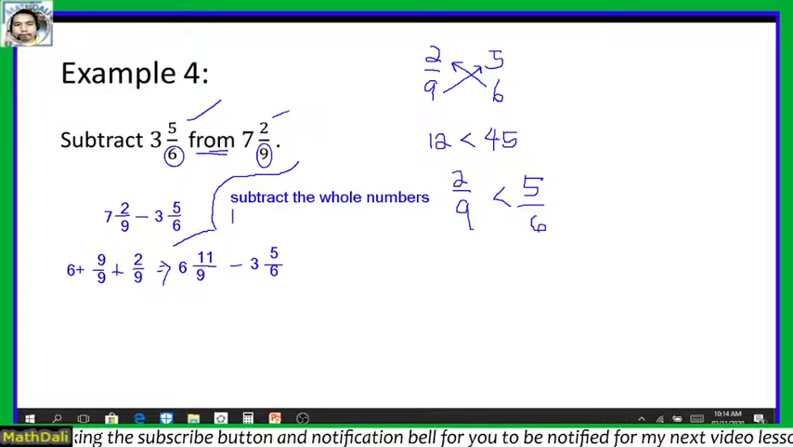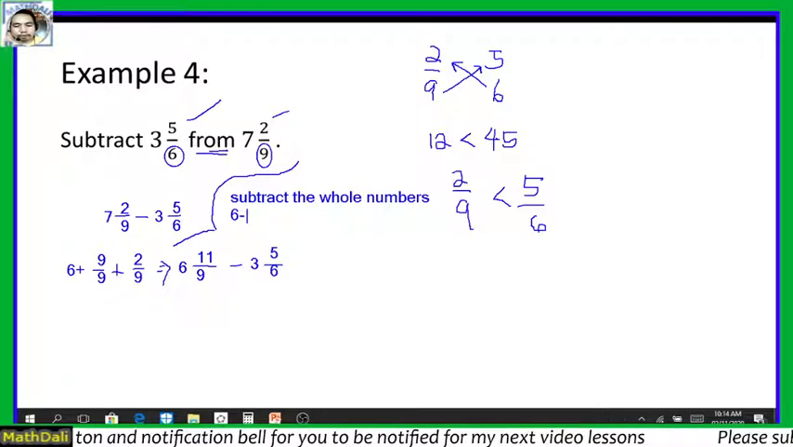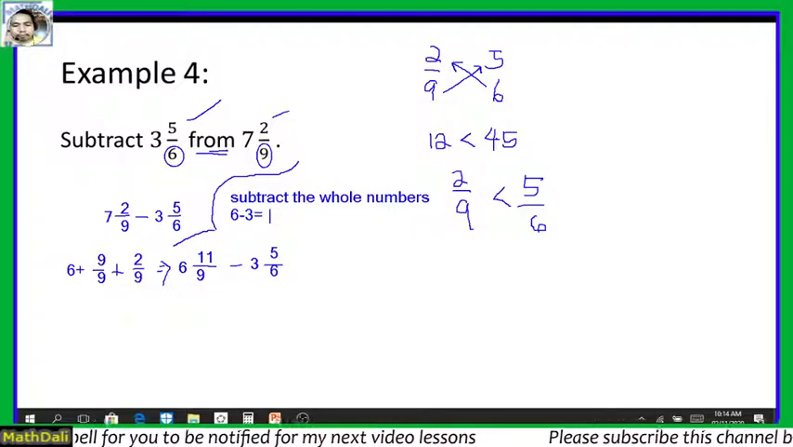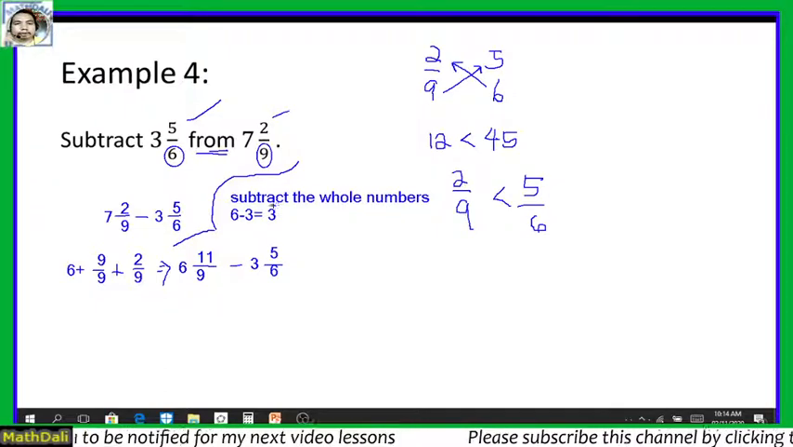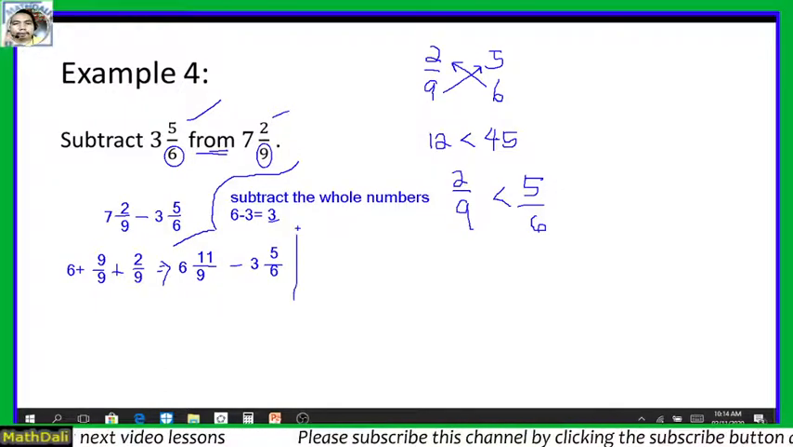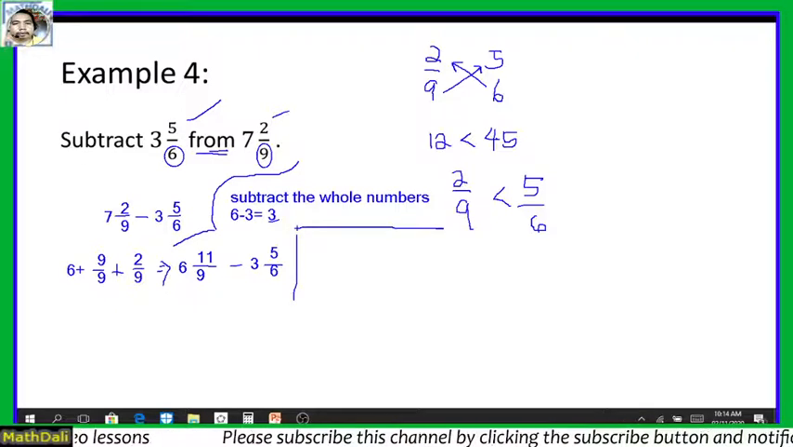And that is, we have 6 minus 3, and that is equal to 3. Ayan. So, ito yung ating whole number. Then next, susunod na gagawin, i-subtract din yung fraction.